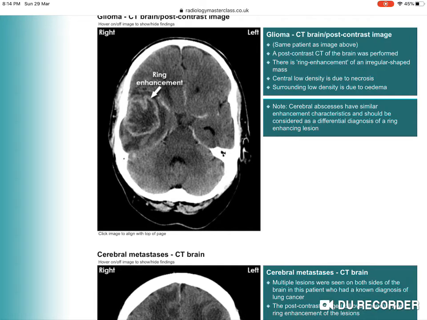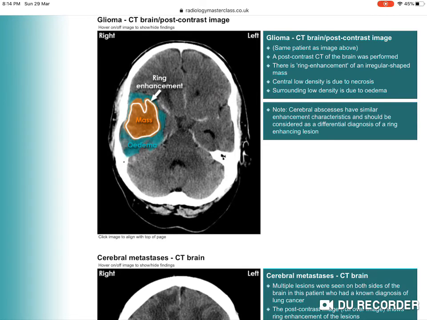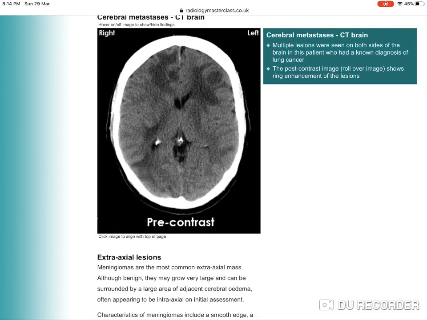Glioma, CT brain post-contrast image, same patient as the image above. A post-contrast CT of the brain was performed. There is ring enhancement of an irregular separate mass. Central low density is due to necrosis, surrounding low density is due to edema. Cerebral abscesses have similar enhancement characteristics and should be considered as a differential diagnosis of a ring-enhancing lesion.